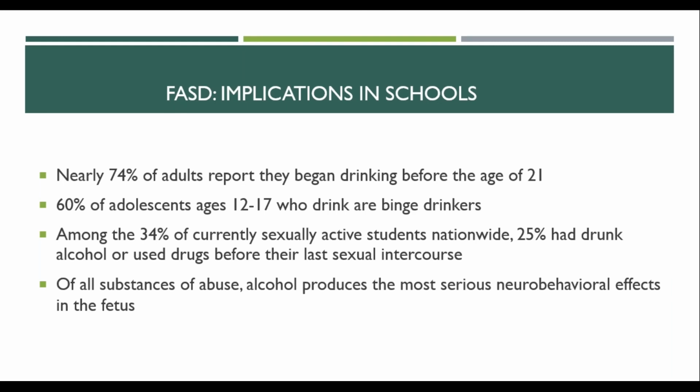Okay. And then the last piece I'd like to talk about is the implication in the schools. Nearly 74% of the adults report that they begin drinking before their 20s. So that means everything is starting way early on during the school years. So 60% of the adolescents ages 12 to 17 who drink are binge drinkers. And remember, we talked about the dangers of binge drinking during pregnancy. And among the 34% that are currently sexually active students nationwide, 25% have used alcohol or drugs before their last sexual intercourse.